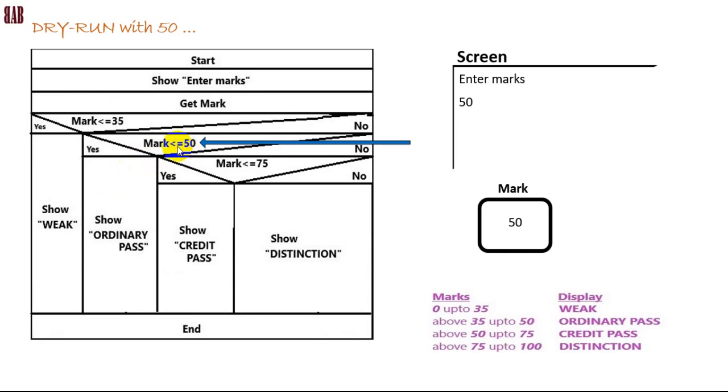It's not less, but it is equal, right? See, 50. So mark is equal to 50. So this is true. Like I said, if one of these is true, this entire thing is considered true. So since this is true, it will go to the yes side.